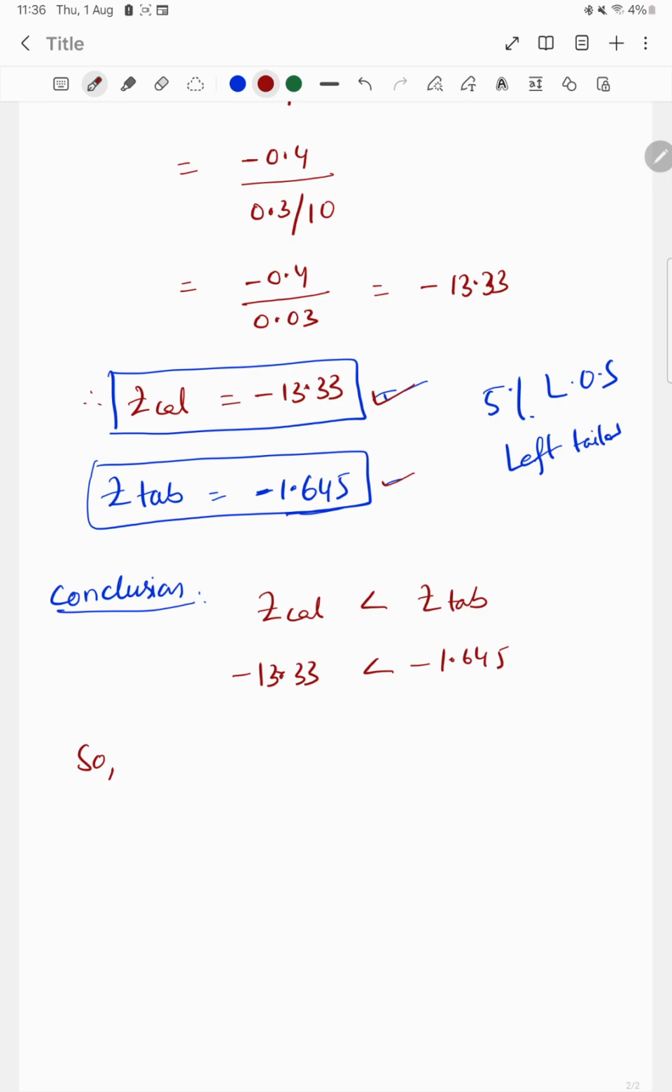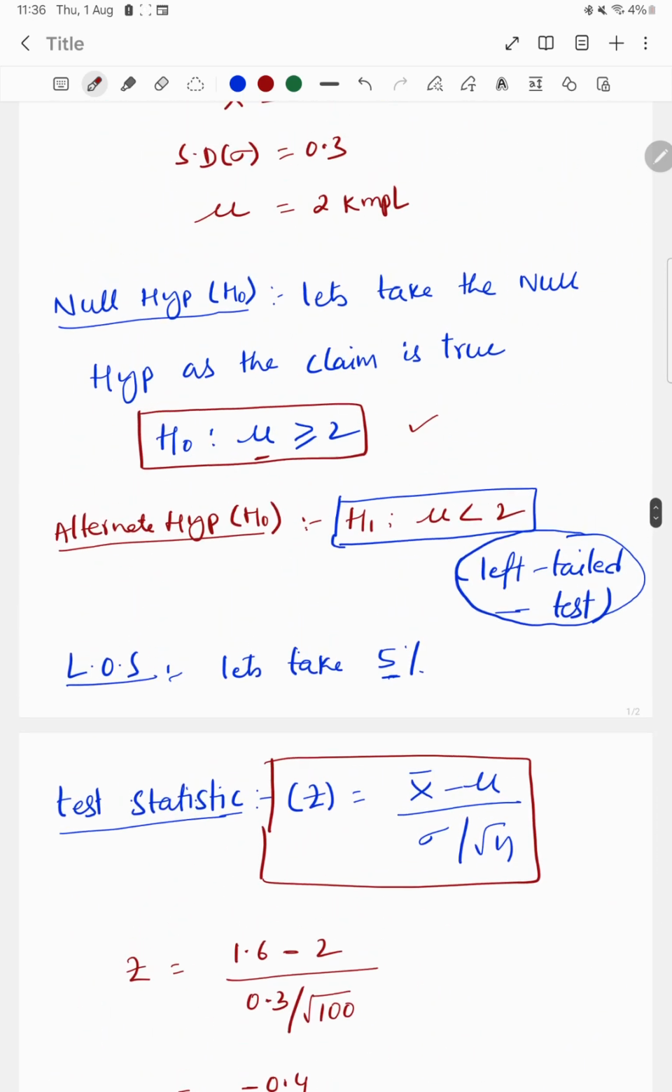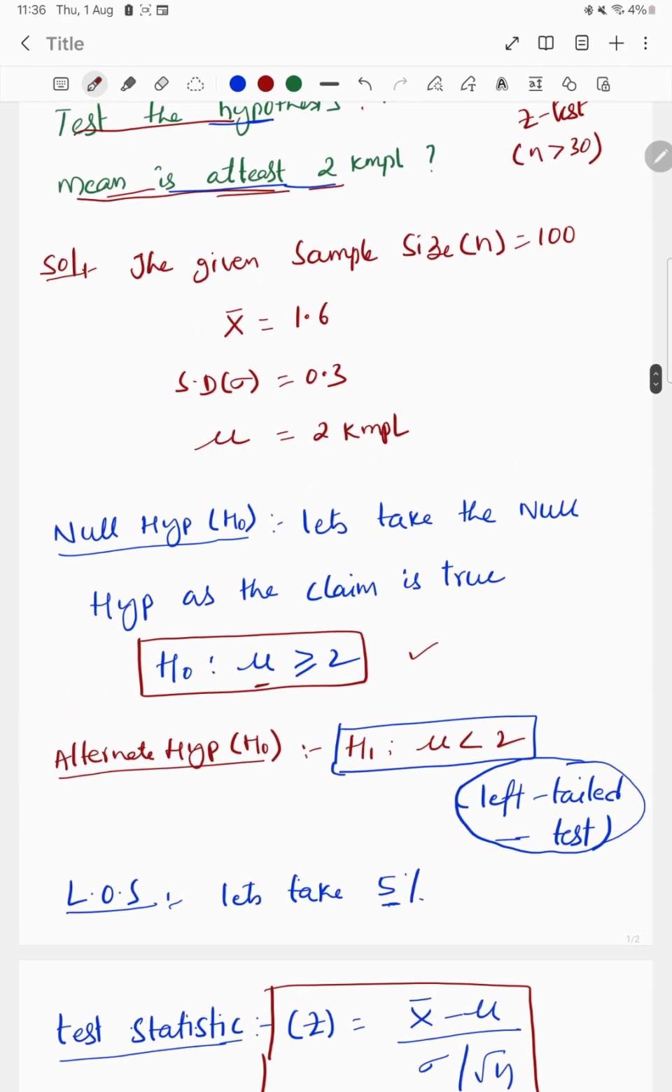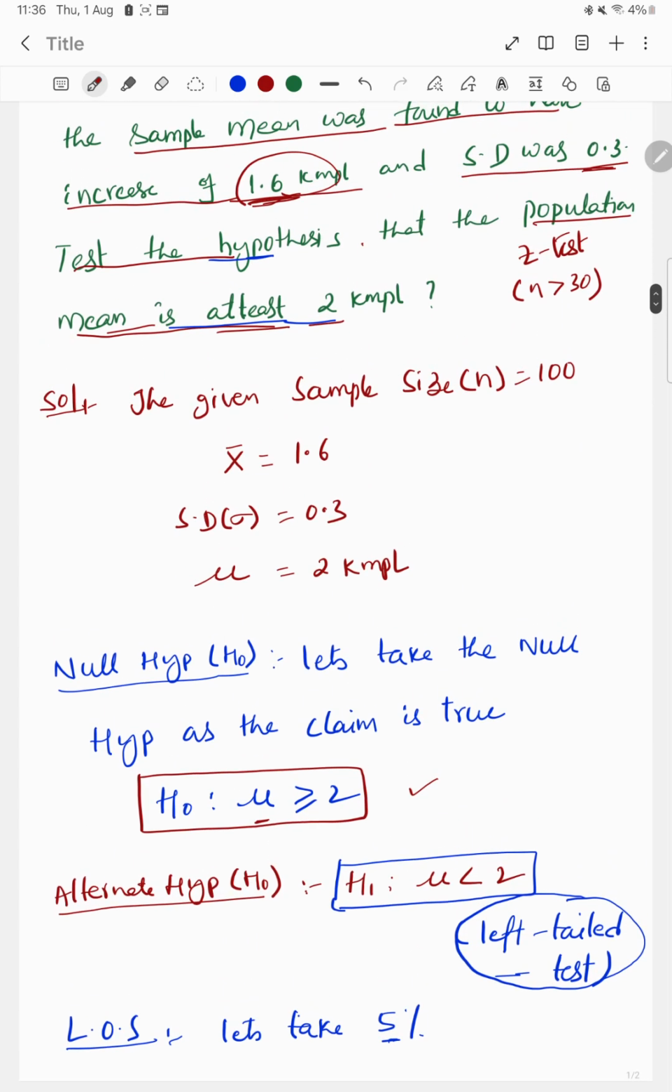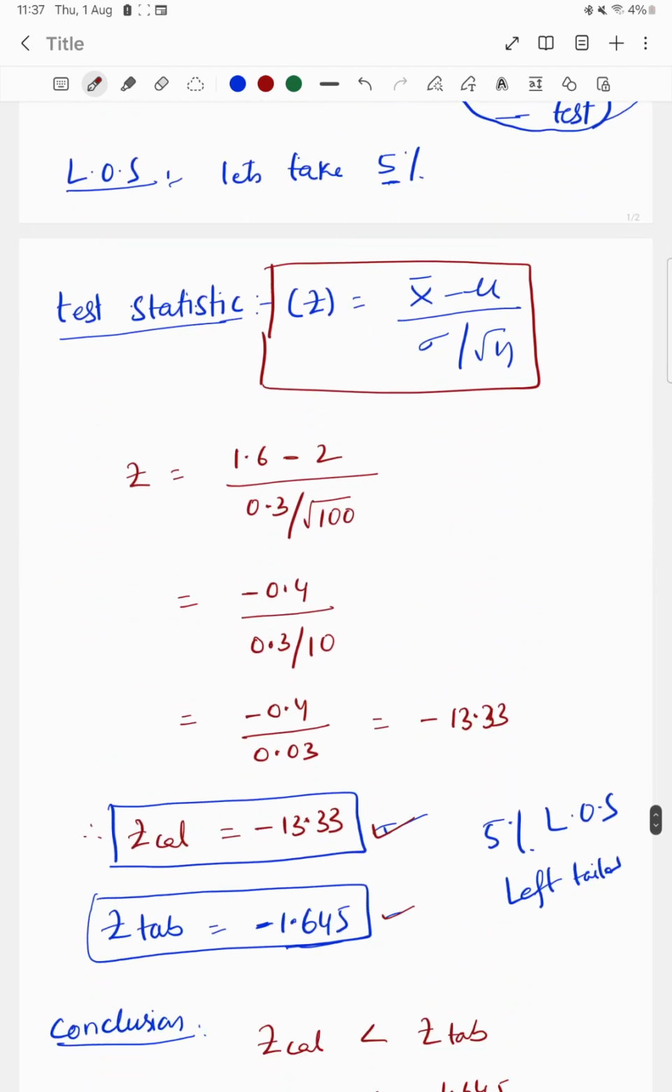Our value is less than the table value, so H naught may be true. So H naught is true and it may be accepted. Hence H naught is accepted. So let's see what we have written in H naught. H naught is nothing but mu is greater than or equal to 2, and this means the population mean is at least 2 kilometers per liter is true.